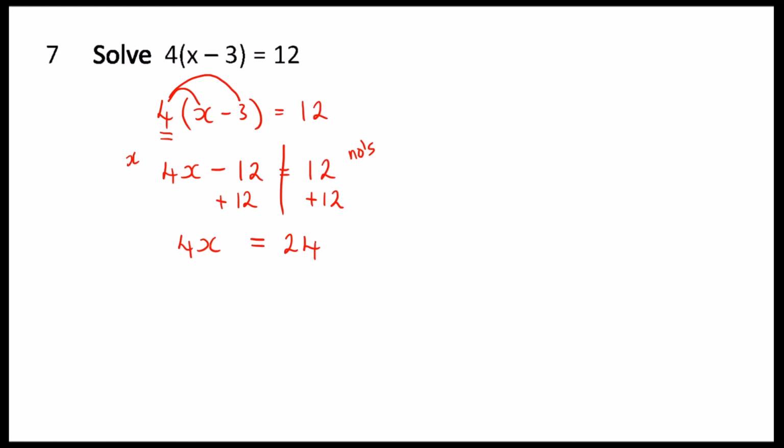So again, I have 4 lots of x, but I want to know what 1x is. Because 4x means 4 times by x, the inverse of timesing by 4 is going to be dividing by 4. But just like before, I want to divide by 4 onto both sides to make sure I keep the balance between my equation. So 4x divided by 4 leaves me with 1x, which is what I want, and 24 divided by 4 is 6. Therefore my answer is x equals 6.